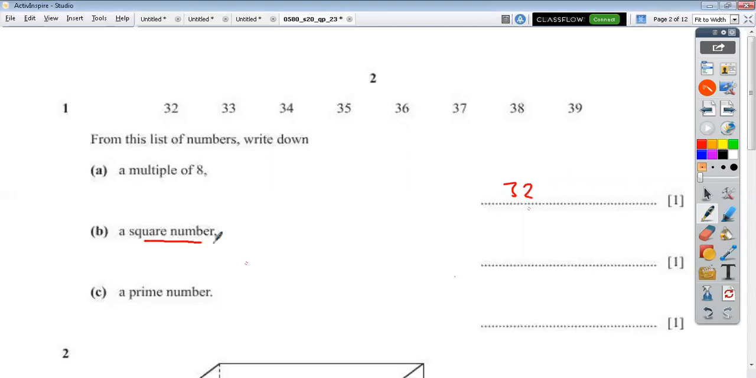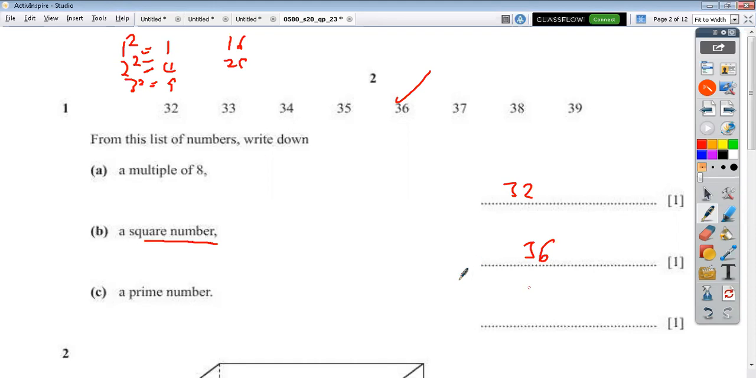A square number. Which one is a square number? 1 squared, 1. 2 squared, 4. Those are what we call square numbers. 3 squared, 9. 4 squared, 16. 5 squared, 25. 6 squared, 36.